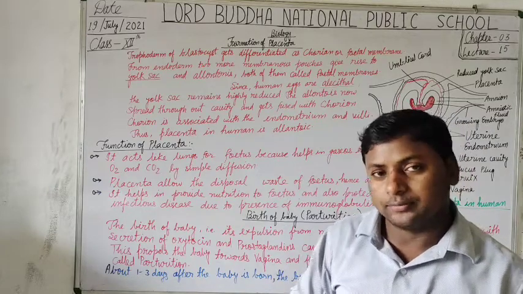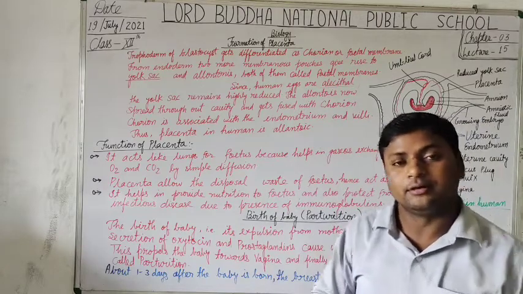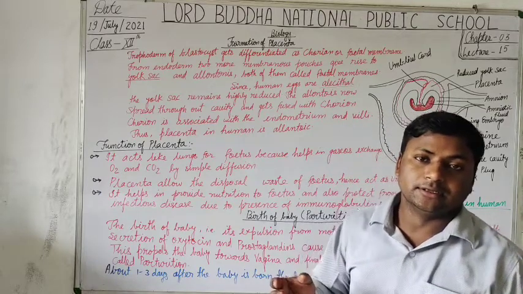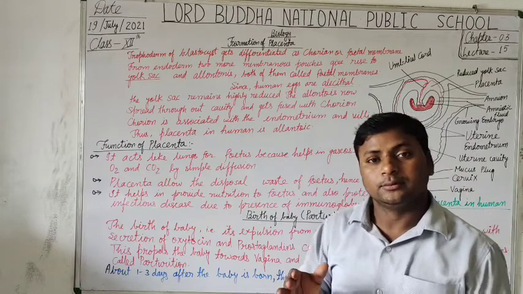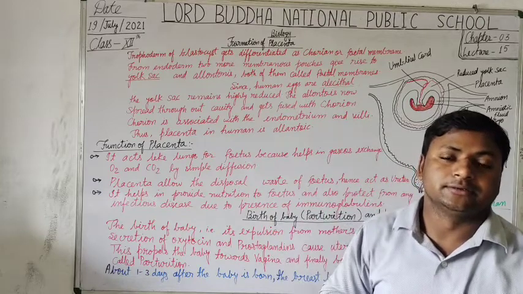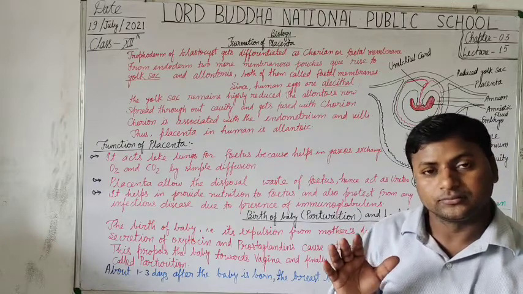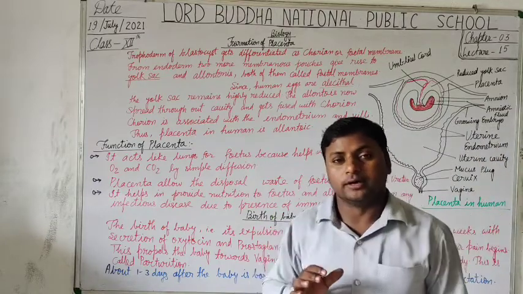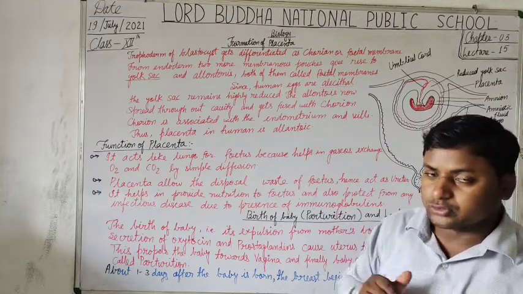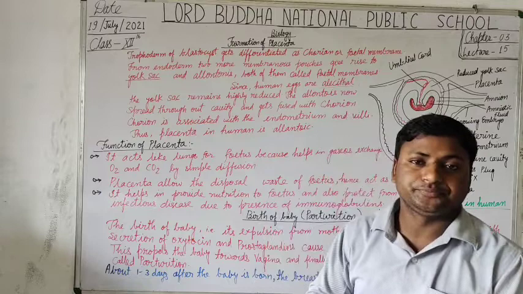As all of you studied in the previous lecture, the formation of the three germ layers takes place in the phase of gastrulation. The formation of these three germ layers is known as gastrula, and this process is known as gastrulation. So students, first of all, know what is placenta.